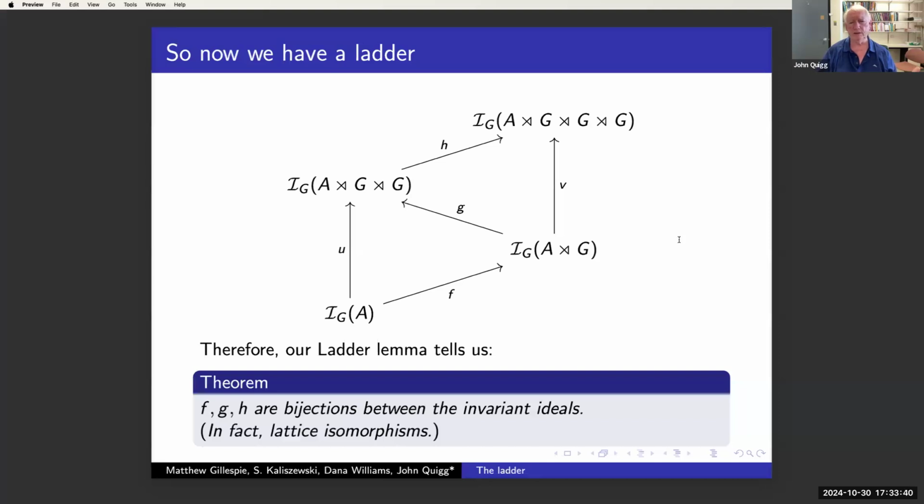So all of this only depended upon common tools in everybody's toolbox: actions and coactions, cross product duality, and the real correspondence between Morita equivalent C-star algebras. So the new facts are, first of all, these bijections between the invariant ideals when the group G is completely arbitrary, any locally compact group, and the technique of using the ladder. This is, we believe, a new thing.